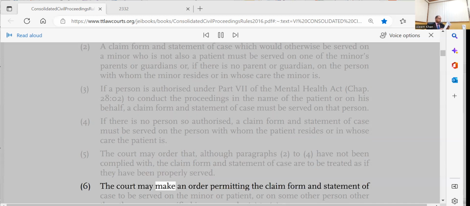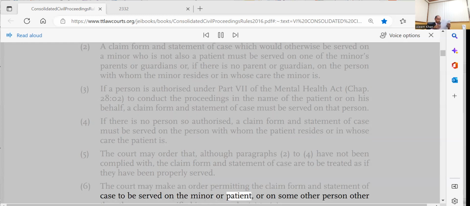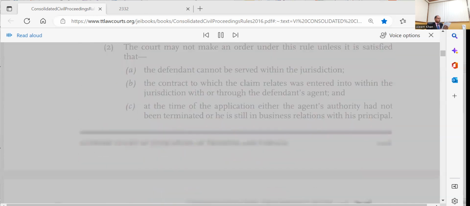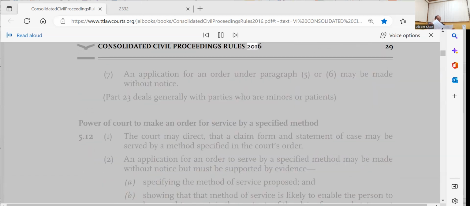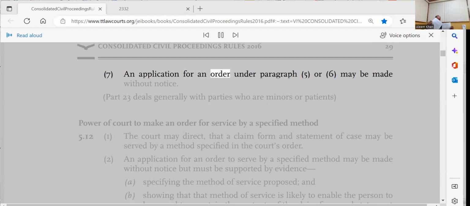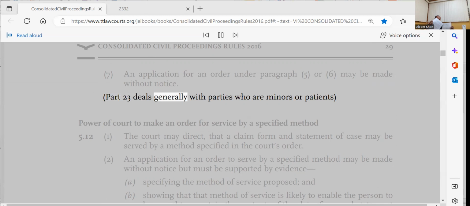6. The court may make an order permitting the claim form and statement of case to be served on the minor or patient, or on some other person other than the person specified in paragraphs 2 to 4. Supreme Court of Judicature of Trinidad and Tobago, 2016. Consolidated Civil Proceedings Rules 2016-29. 7. An application for an order under paragraph 5 or 6 may be made without notice. Part 23 deals generally with parties who are minors or patients.